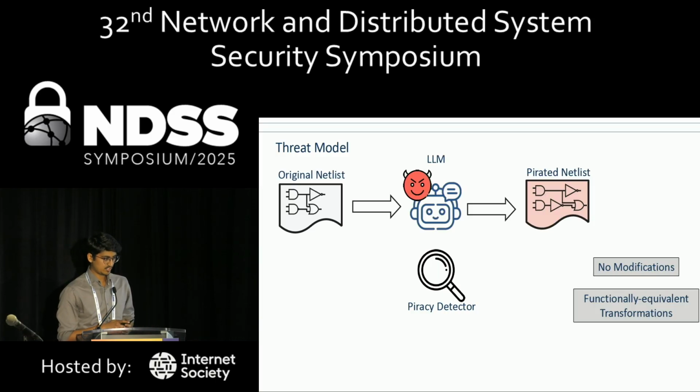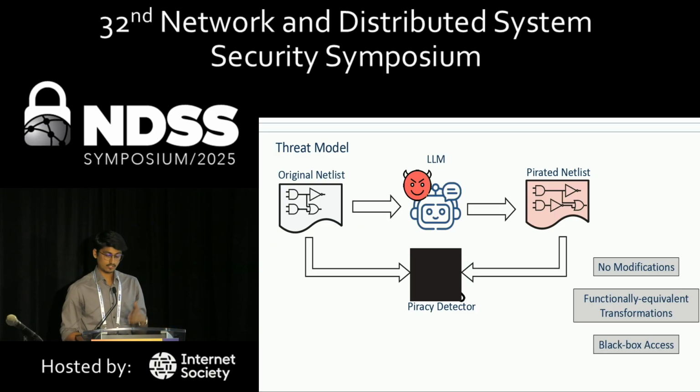The second assumption is that we simply prompt the language model using this gate level netlist and expect it to generate a pirated netlist. The idea of a pirated netlist is that it needs to maintain the same functionality as the original netlist, but change the structure, which is the interconnections and the gates, so that the piracy detection tool cannot classify it as the same circuit.